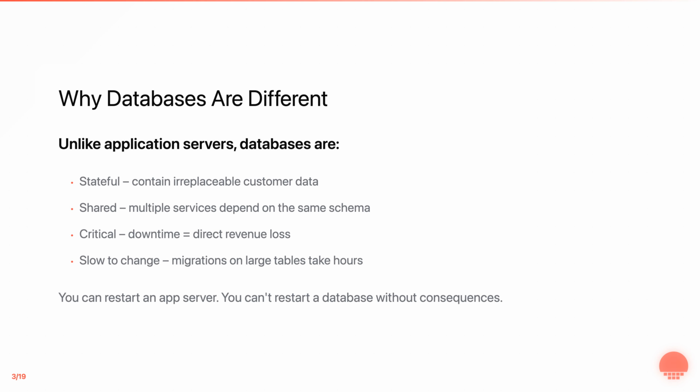Application servers are cattle. If one dies, spin up another. Databases are pets. They hold the only copy of your customer's transactions, order history, and account balances. Multiple microservices read from the same schema, so one breaking change ripples everywhere. And when you're adding an indexed column to a table with 2 billion rows, that's not a 5-second deploy. You're looking at a 6-hour lock that blocks every write into that table.